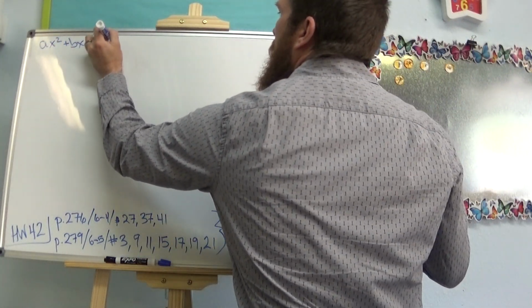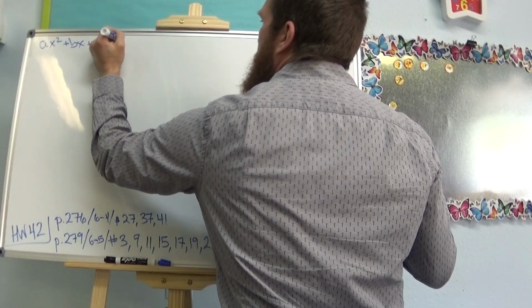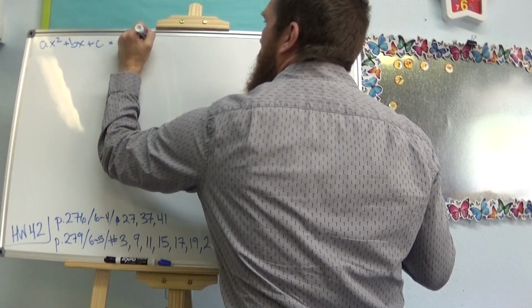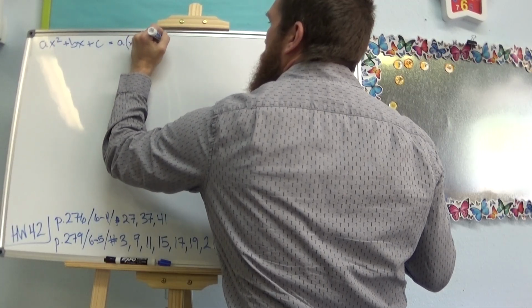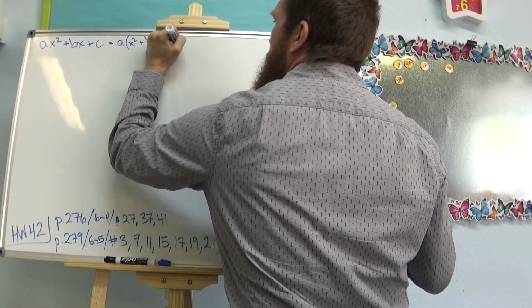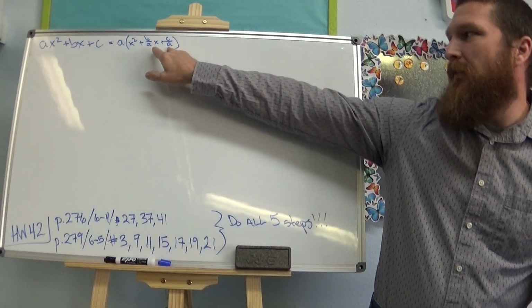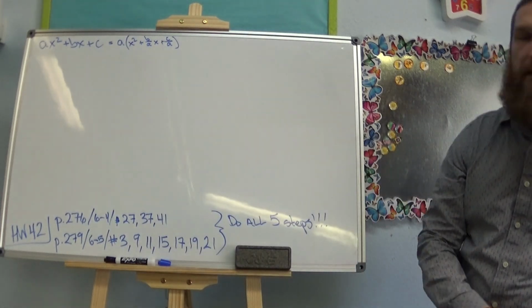What we did last time was factor the a out of the whole thing, and that gave us x squared plus b over a, x plus c over a. Now you can see why it's important that a is non-zero, because I would have just written something divided by 0 here. That doesn't make any sense.